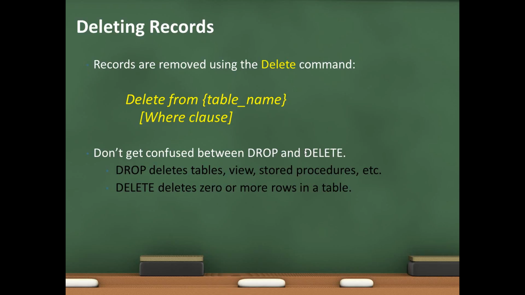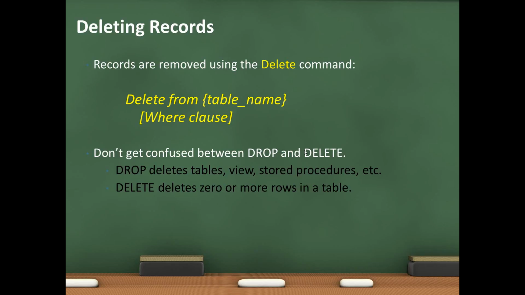If I'm dealing inside of a query, then I drop a table, a view, or a store procedure. That physically deletes that entity out. It deletes the table, it deletes the view, or deletes the store procedure out. Whereas the delete command deletes records from within a table.